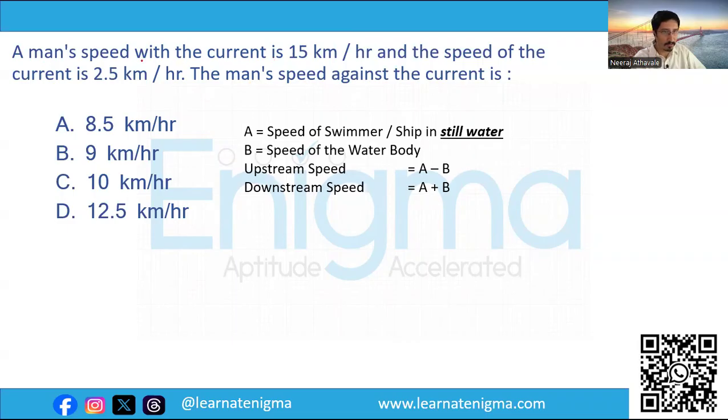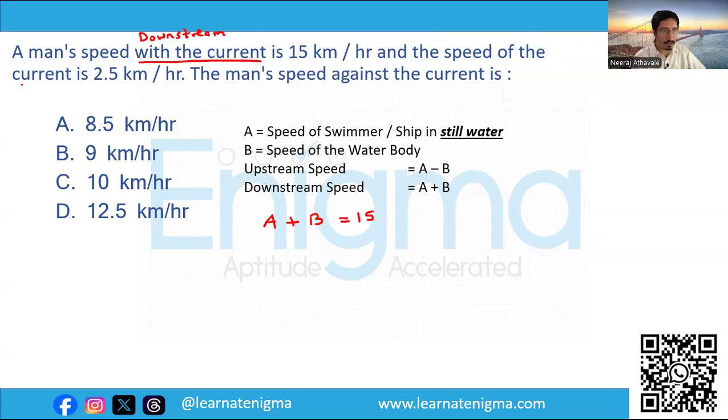A man's speed with the current. With the current, that means it is downstream speed. So we get here A plus B is equal to 15.